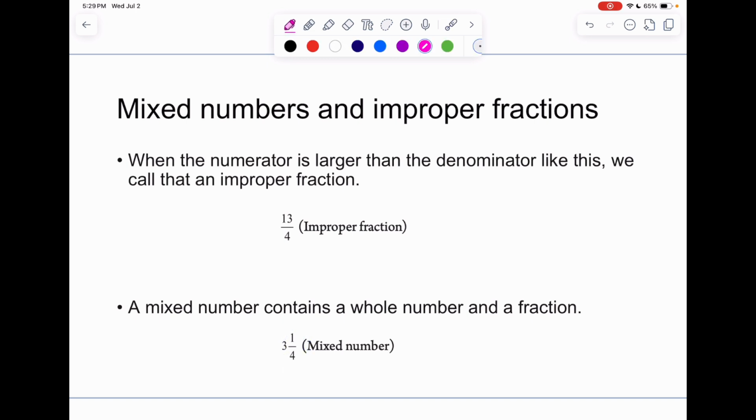If you want to turn a mixed number into an improper fraction, you can take that 3 and 1/4, multiply the 3 times the 4, that'll give you 12, and then add on the 1. So we'll say 3 times 4, add on the 1, and then you're going to put it over the denominator of your fraction, which is 4 here.